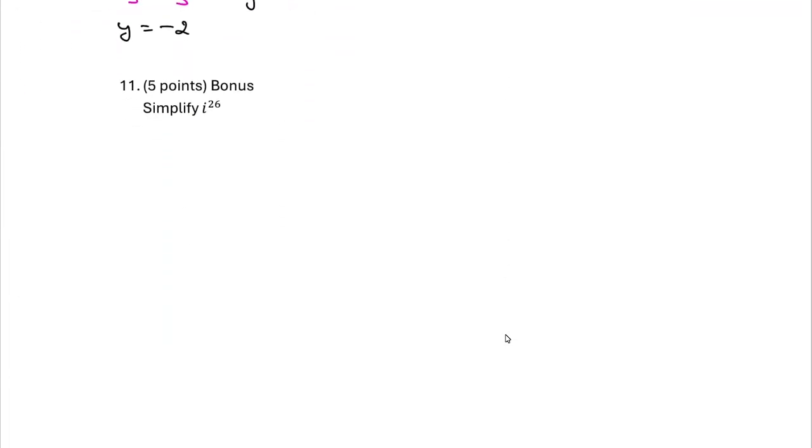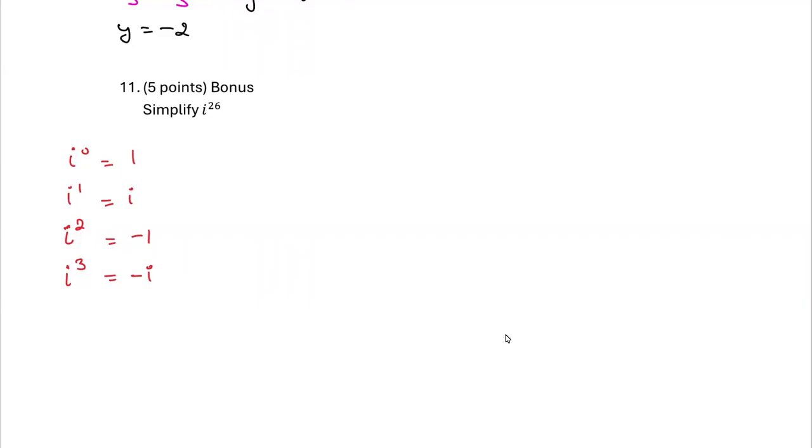And for the bonus, you simplify i to the power 26. So let's write out a few things right here. We get i to the 0, that equals 1. i to the 1 is still i. i squared, what is i squared? -1, right? i cubed is -i. And i to the 4th is going to be 1 again. So what we are going to do is we know that the cycle of every 4 terms is repeating, right? Every 4 terms are repeating.